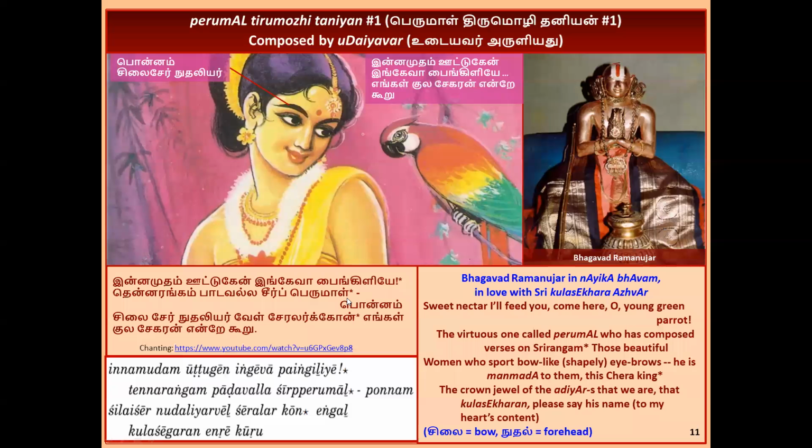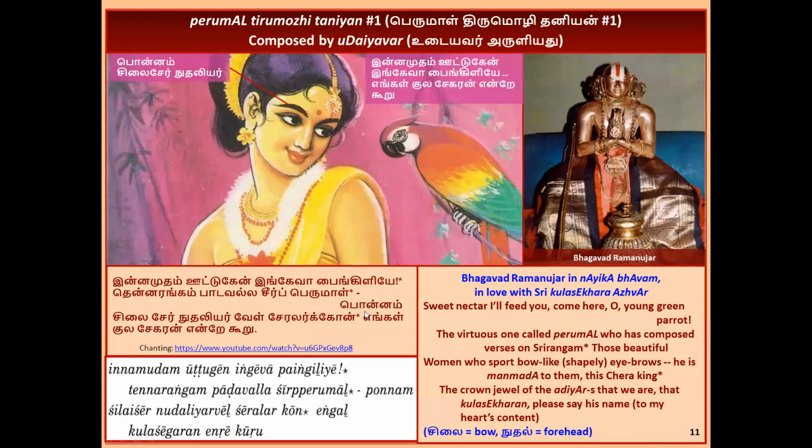So he's a perumAl. This kulasEkhara AzhvAr is a perumAl, as I already described to you. Well, now he has 10 arangam padavalla. 10 means south. The arangam, Sri Rangam, that is in the southern part of India. Sir means the glorious, so the virtuous one. So the virtuous one called perumAl, who has composed verses on Sri Rangam. In fact, the first three padigams of perumAl Tirumozhi. That's the one whose name I want you to recite, O parrot.